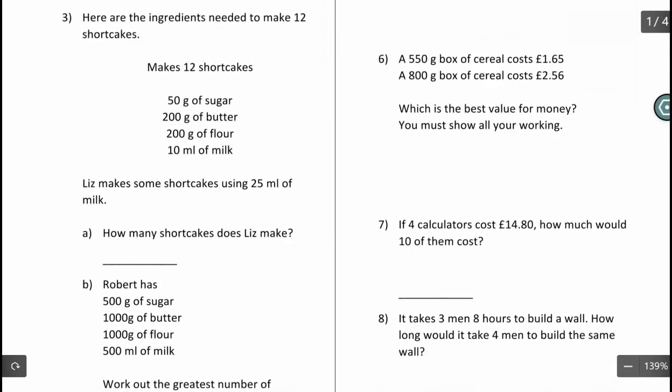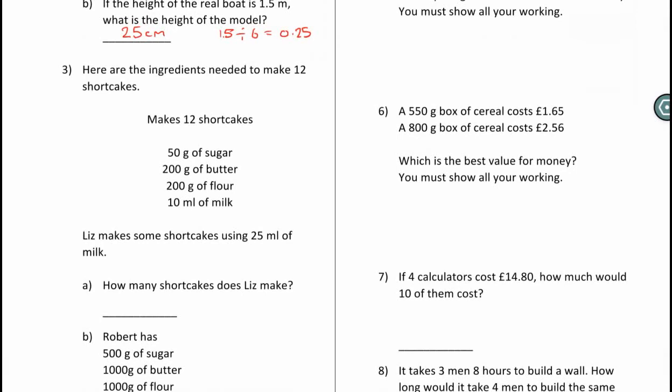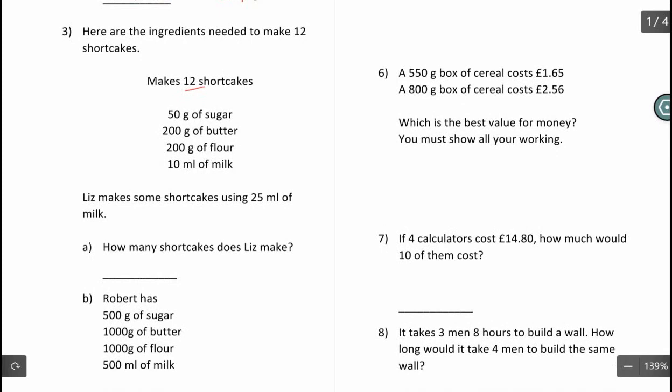Number 3, moving on to ingredients style proportion questions. So these are the ingredients to make 12 shortcakes. Liz makes some shortcakes using 25 milliliters of milk. So only 10 is needed for the normal recipe. To turn that into 25, we have times by 2.5. So it would make 2.5 times as many shortcakes. So 12 lots of 2.5 would give us 30.